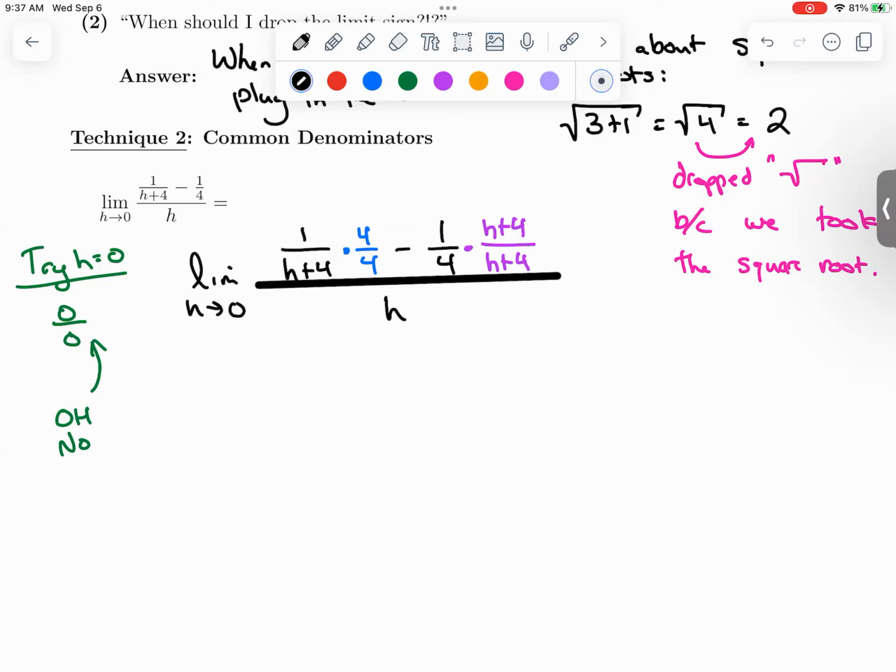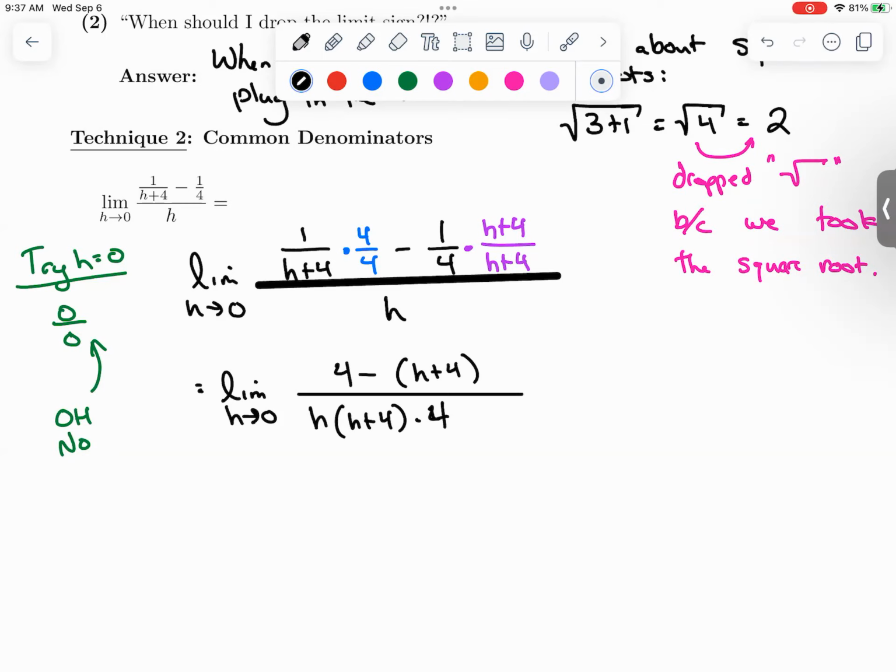So like that. We'll simplify. After you've shown the initial step, if you want to skip some additional algebra, that's fine with me, but I'm going to show it for completionist's sake. So we get 4 minus parentheses h plus 4, all divided by h times h plus 4 times 4. You could write this as 4h times h plus 4.